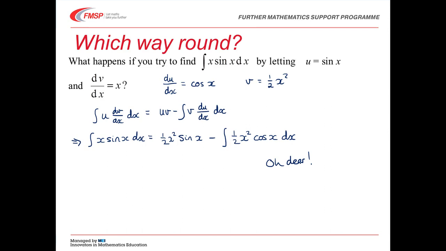The general idea is that dv by dx needs to be something that when you integrate it is not going to get more complicated. So something like sine x or cos x or e to the x, which cycle round. u will therefore usually, but not always, be something that gets simpler when you differentiate.